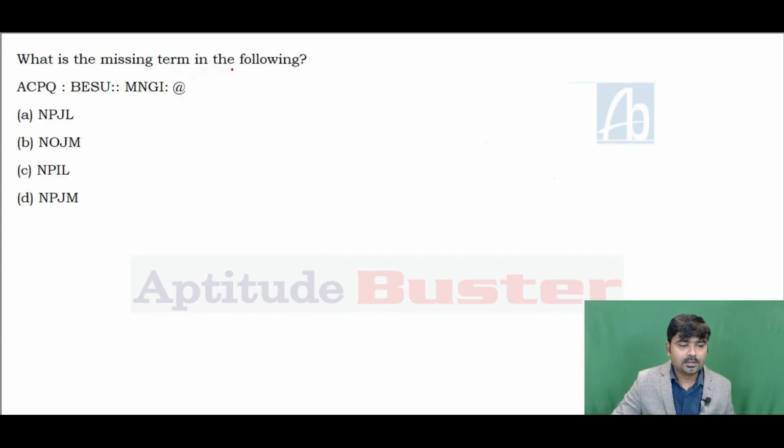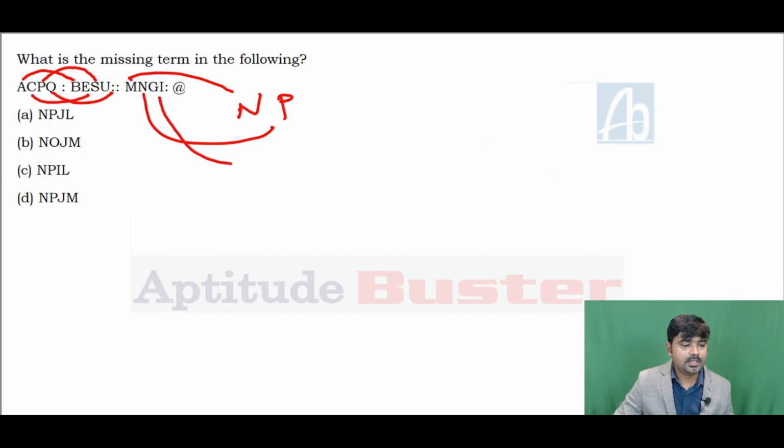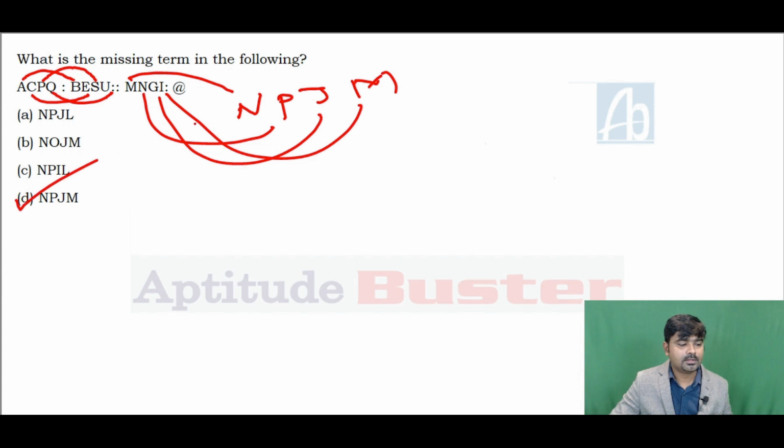What is the missing term in the following? A, the next letter is B, right? C, one letter gap, then P, two letters gap, Q, three letters gap. Like this you need to do. M, the next letter is N, O, P, one letter gap, then G, H, I, J, then I, J, K, L, M. So NP, JM. So the answer choice is D.